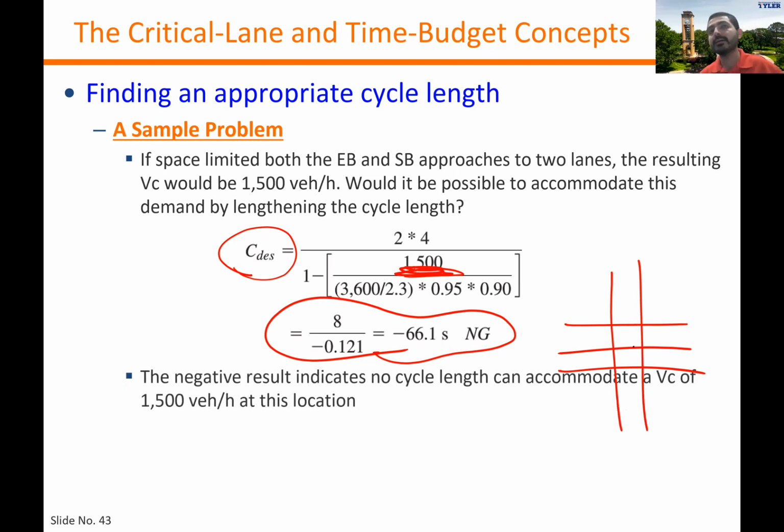So expect something from this chapter. Again, a couple of calculation problems from this chapter, as well as maybe 2 or 3 conceptual questions as well. I think that's about it. Any questions on chapter 7?